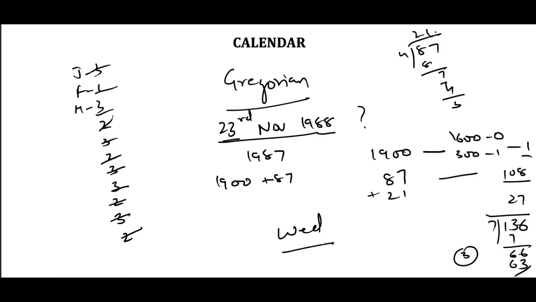Now as we know the approach, or we know the concept, or we have the in-depth of the short trick, it makes it very easy and very fast. So this was the Gregorian calendar. Now we'll move to comparative calendar.